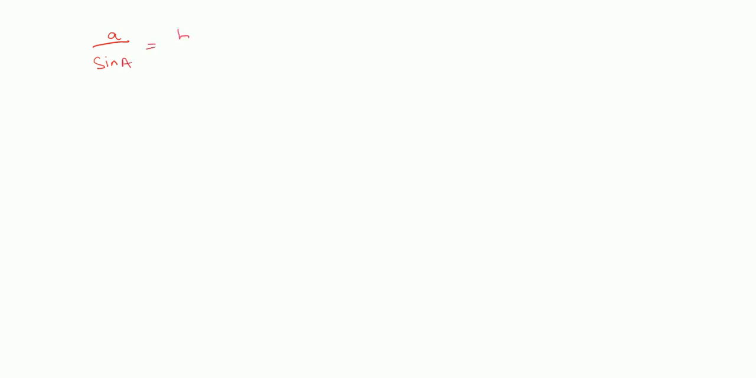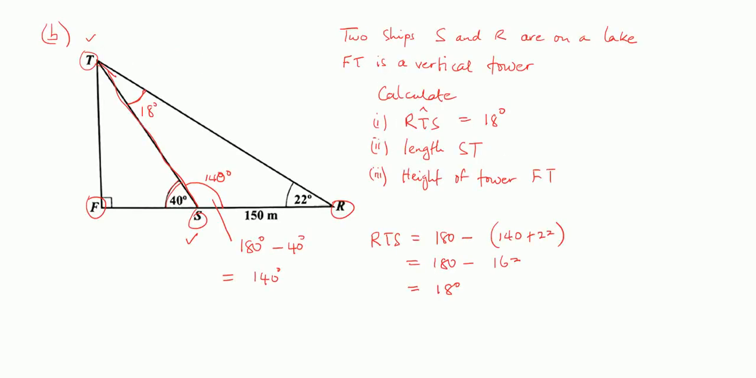is equal to b over sine B. That's the general sine rule. Now let's apply it to our particular situation. Let me just draw a quick sketch here. Sorry about the crooked lines. So it's TSR.